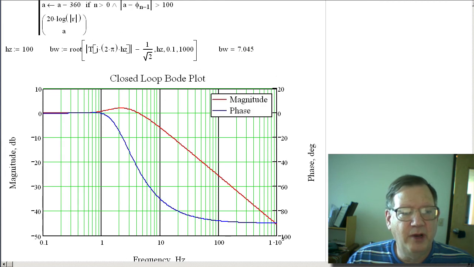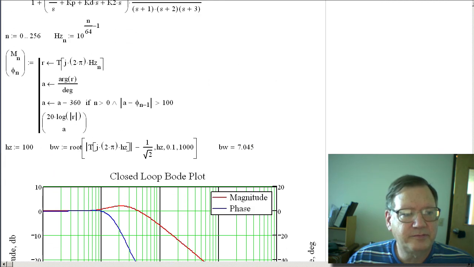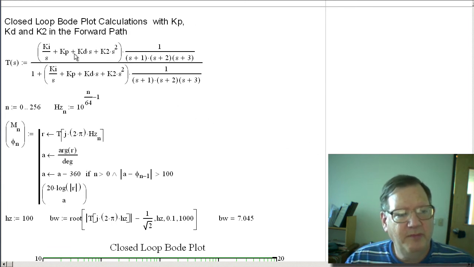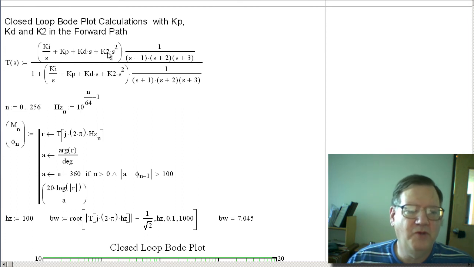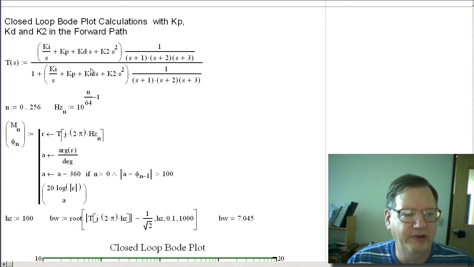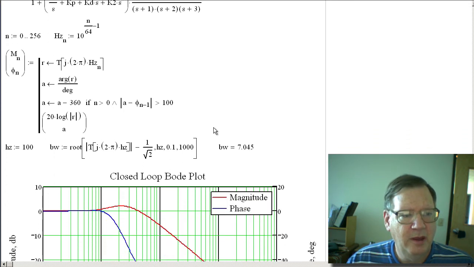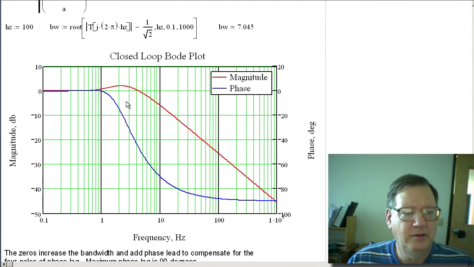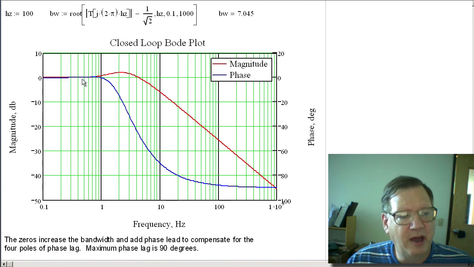Now, let's look at the Bode plot for this. This is the Bode plot for using the PID with the second derivative gain in the forward path. So here you can see this is the controller, and this is the open loop system, and this is the closed loop transfer function. I'm doing the calculations, and the bandwidth is 7.04. And you can see the response.